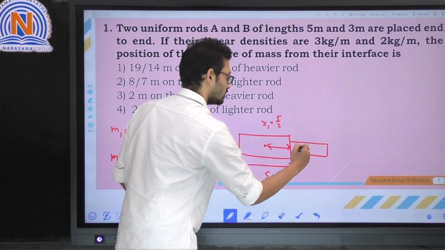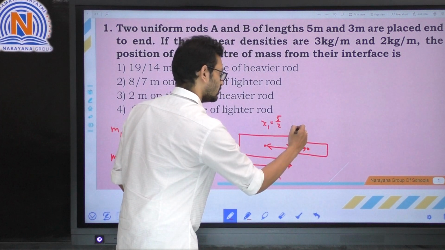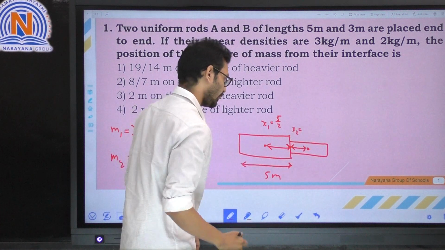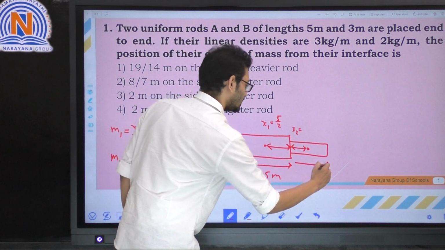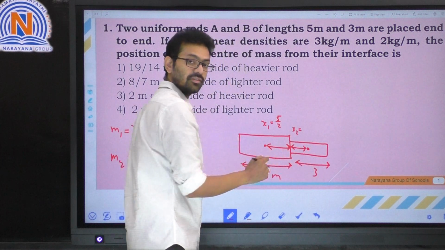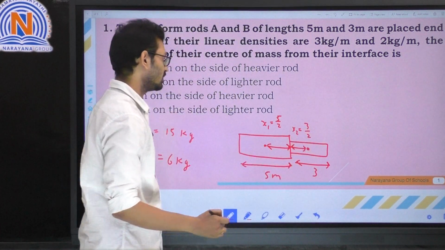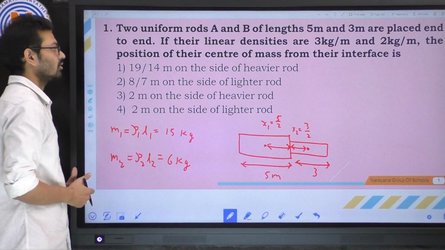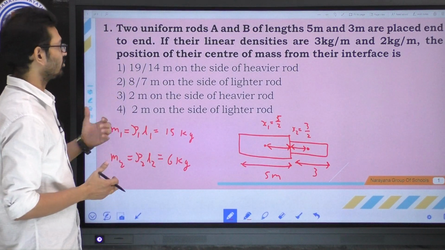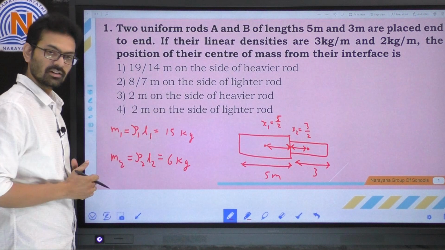Now we will take the center of mass of this one. This one is x2. The complete length is 3 and half of the length is 3 by 2, so x2 is 3 by 2. Okay. Now let us find this center of mass from their interface.